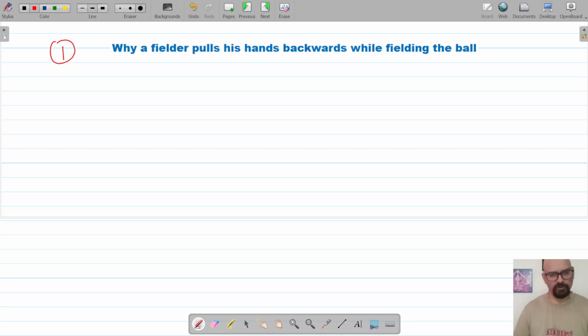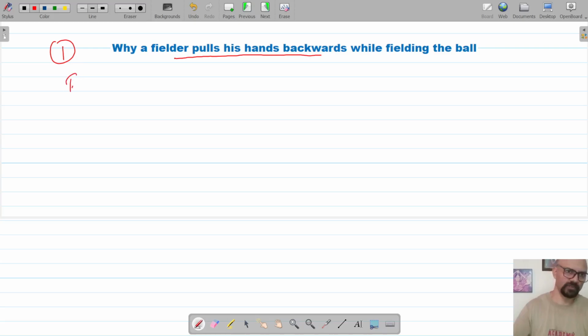So you might have watched the cricket match, and in that you might have noticed that whenever a fielder tries to catch or fields a ball, he takes his hands backwards, and there is a reason behind it. That is the application of Newton's second law of motion. The fielder does this to increase the amount of time while catching a ball. So by pulling his hand backwards, he's increasing the time.